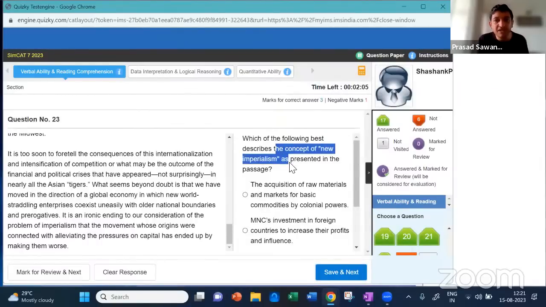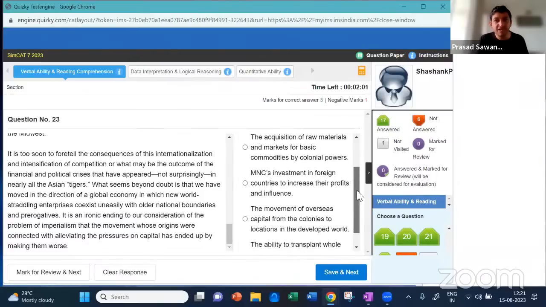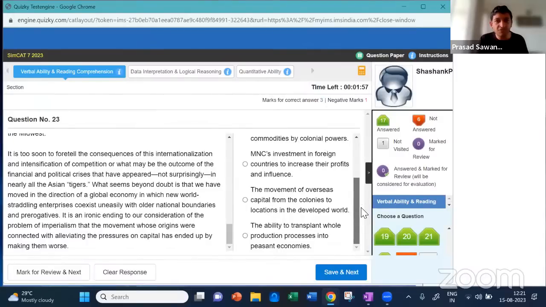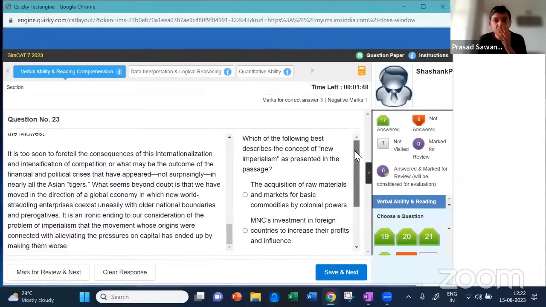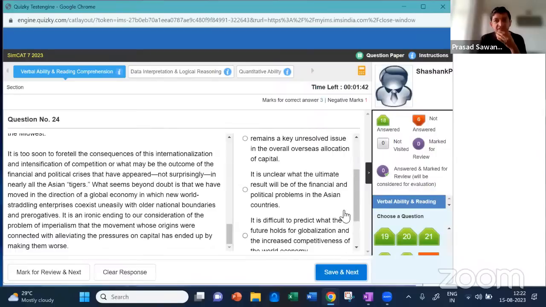It's okay. New imperialism as presented in the passage. Acquisition of raw materials and markets for basic commodities by colonial powers. No. Increase their profits and influence. Okay. Movement of overseas capital from colonies to locations in the developed world. Yes. The ability to transplant whole production into peasant economies. Okay. The 2 things are there. 3 and 4 are both fine, I think. New imperialism. Ability to transplant, it's more of capital movement. That's how imperialistic tendencies happen.